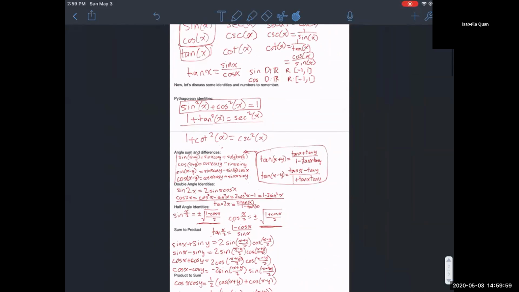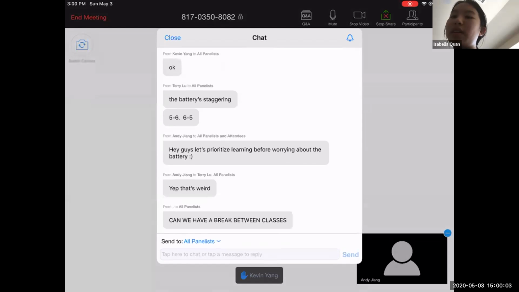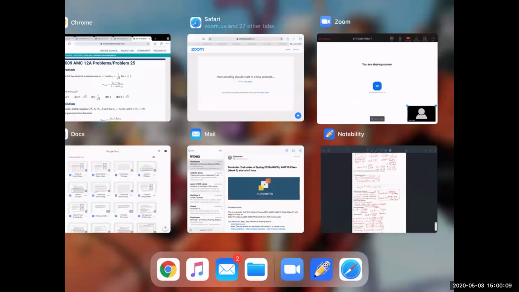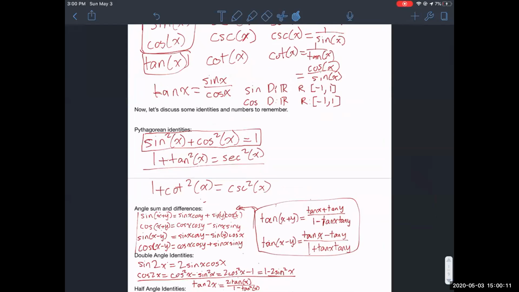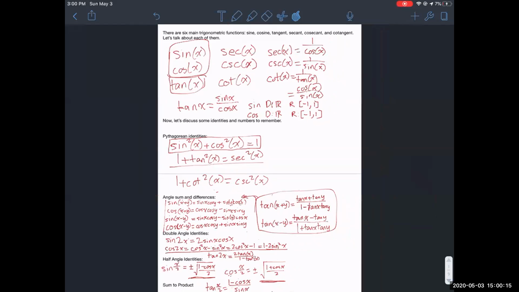Are there any other identities that you guys would want to look back on? Guys, don't worry about the battery. I promise I have a charger attached right now.